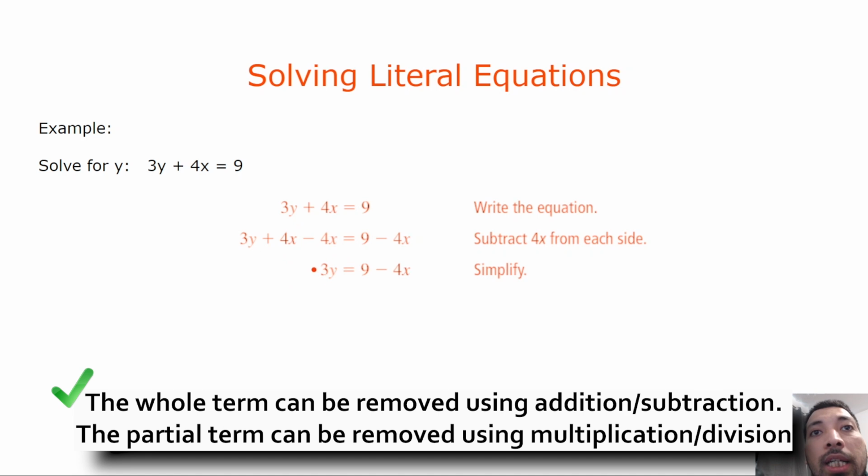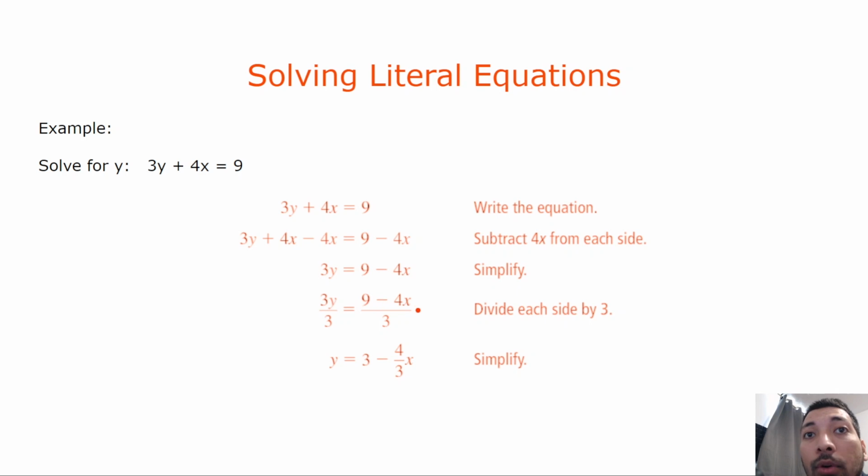Now you can get rid of this 3. The 3 and y are in multiplied form, so you can use division property to remove 3 from the left side. Once we divide by 3, these 3 cancel out. We have y equals 3 minus 4 over 3x. We can see that this 3 is distributed to both 9 and 4x. So it's 9 over 3 minus 4 over 3x. So this 9 over 3 simplifies to 3, and 4 over 3x does not simplify anymore. So our equation for y is 3 minus 4 over 3x.